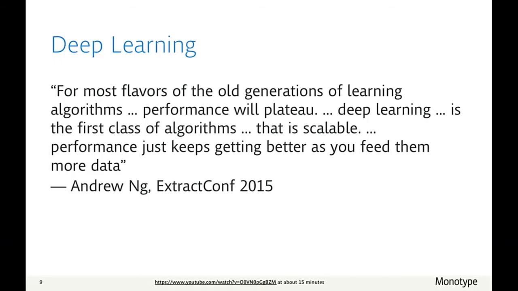This one is also a good one from Andrew Ng. The key difference between this and older ways of doing things is that all the older ways reach a limit and could not get any better. With deep learning, you feed in more data, it gets better.